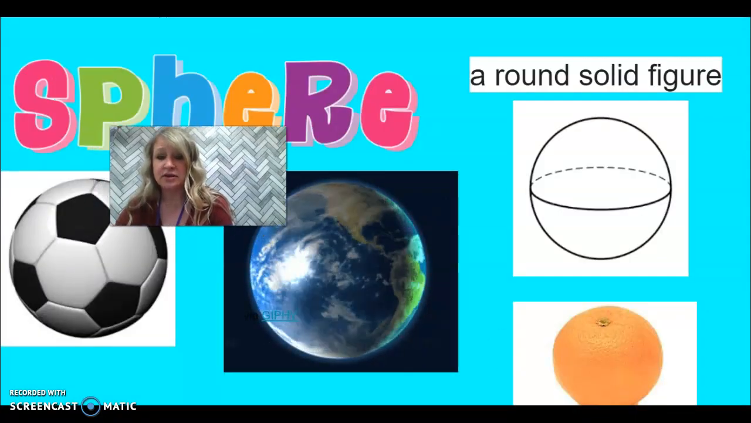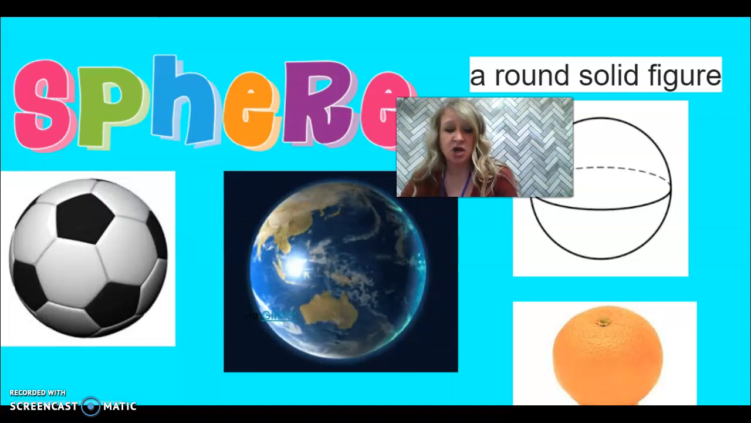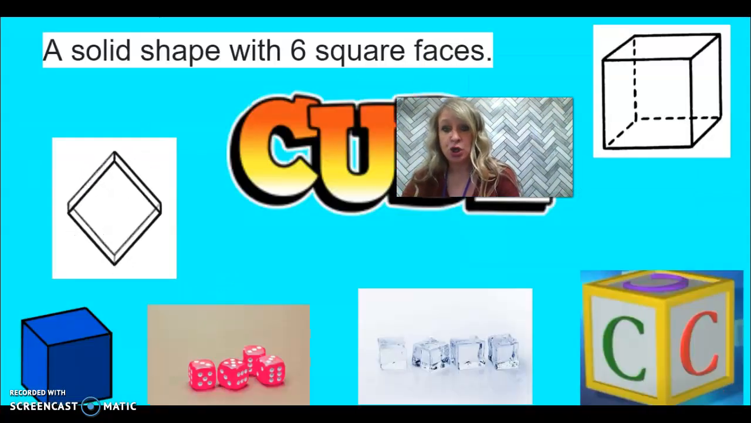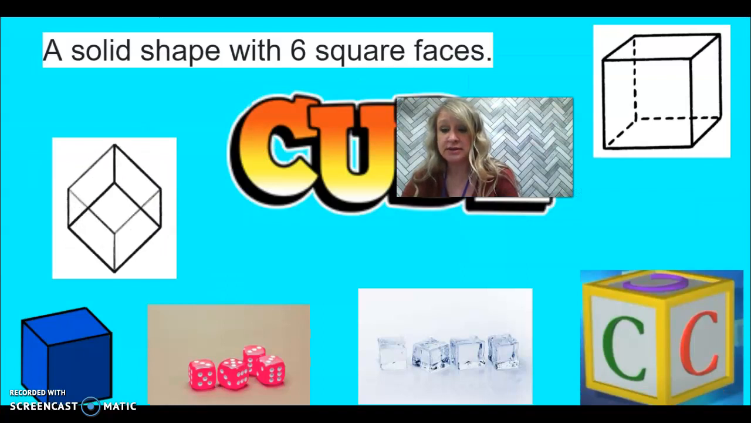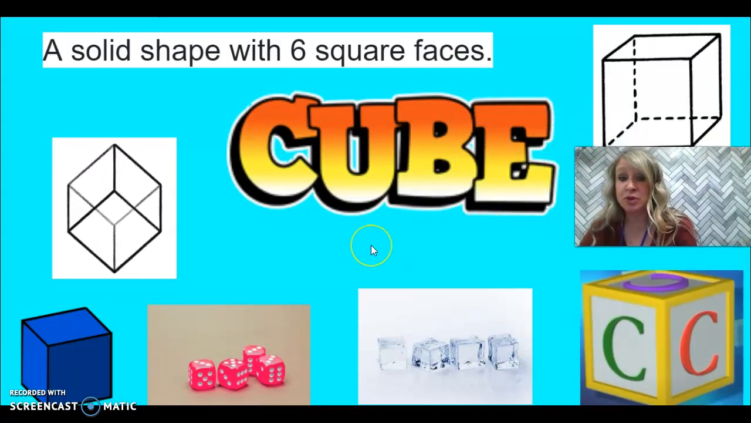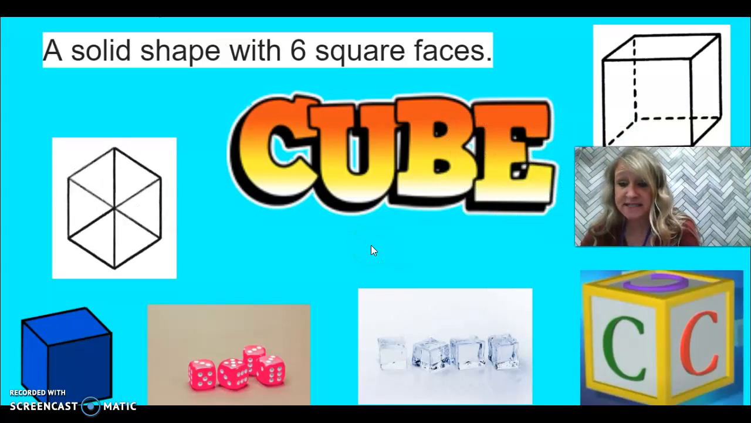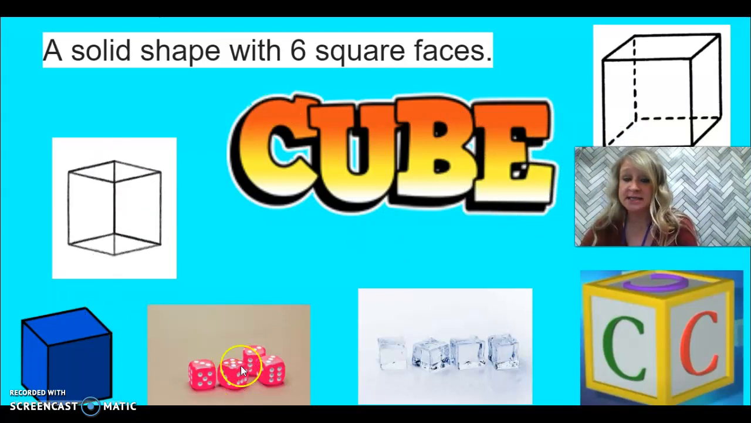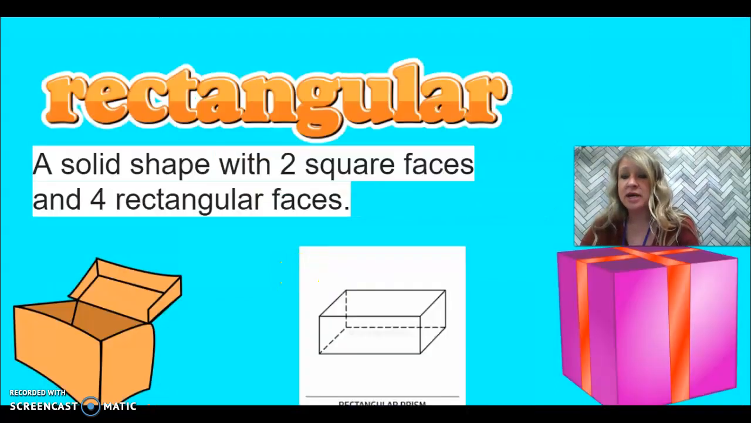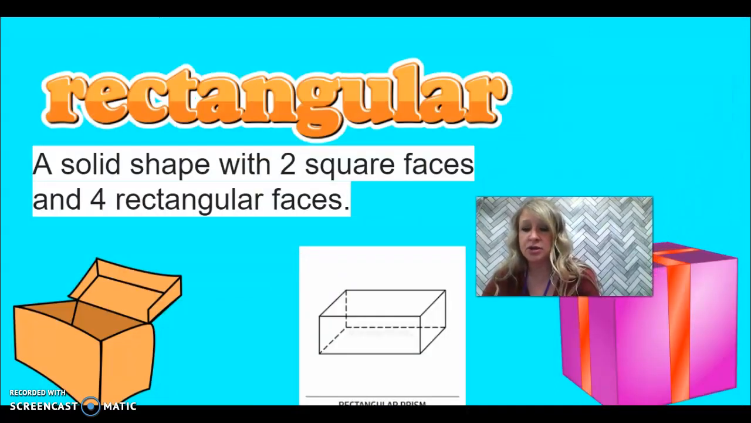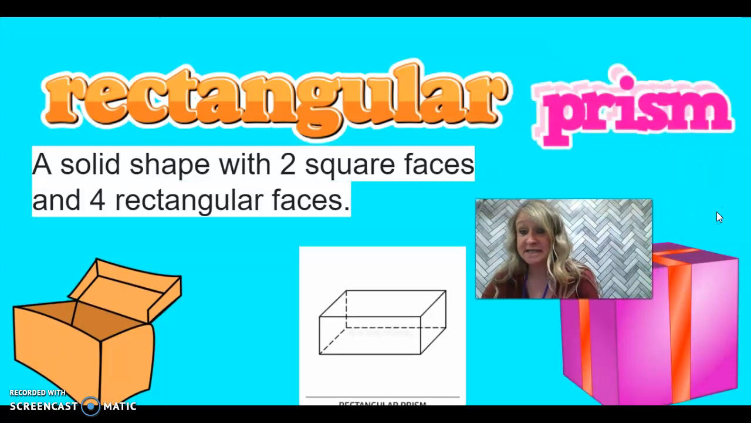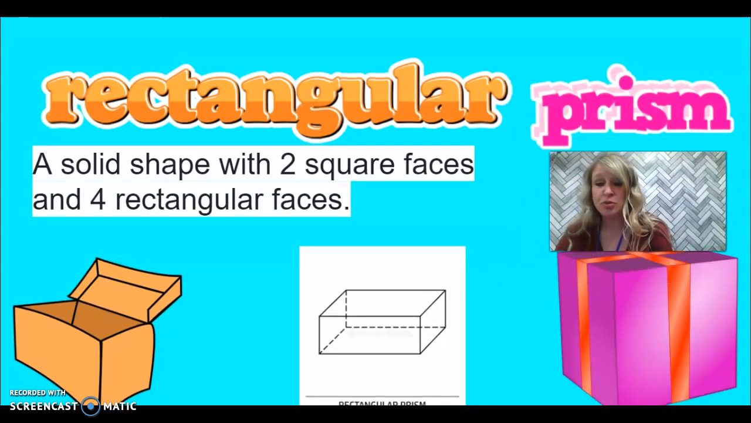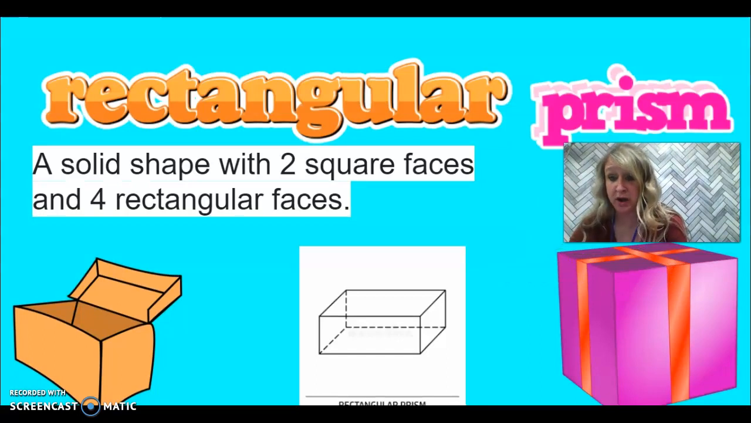Sphere. Say sphere. A sphere is a round, solid figure. Cube. Say cube. A cube is a solid shape with 6 square faces. Here are some dice, here are some cubes, and here's some ice cubes and a block and a box, another block. Rectangular prism. Say rectangular prism. A rectangular prism is a solid shape with 2 square faces and 4 rectangular faces.